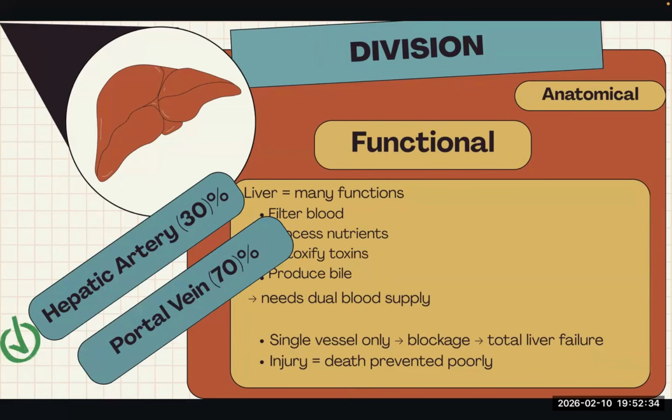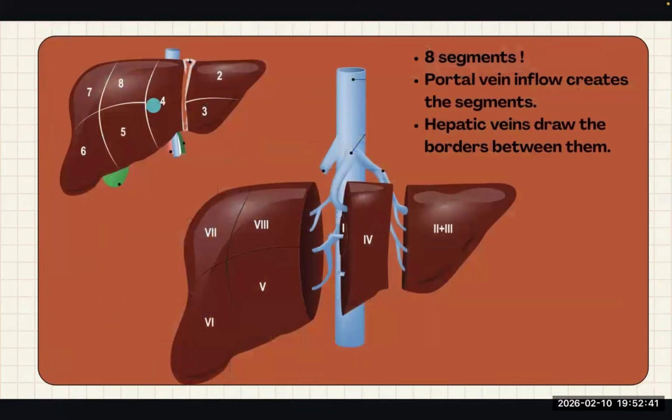Perfect. Portal vein. So this portal vein is important for the functional division of the liver. How? You don't really need to know this in detail, but let me just explain it so that it makes sense to you.